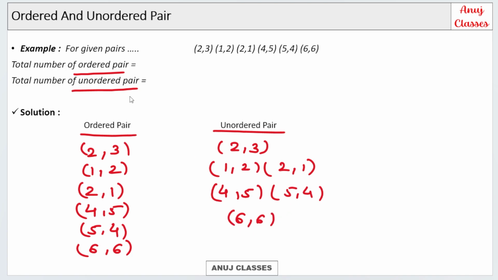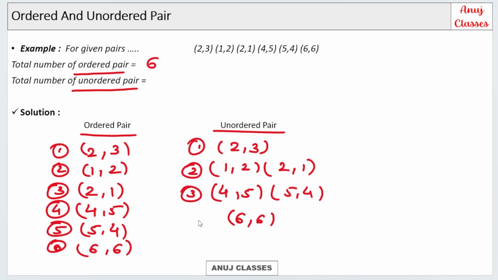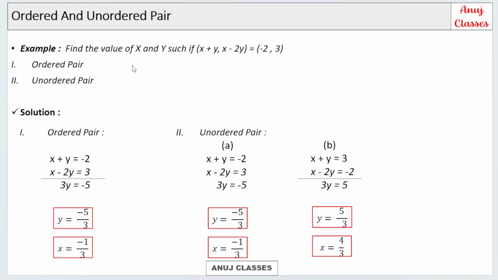So I can say that the total number of ordered pairs is 6, whereas the total number of unordered pairs will be 4.